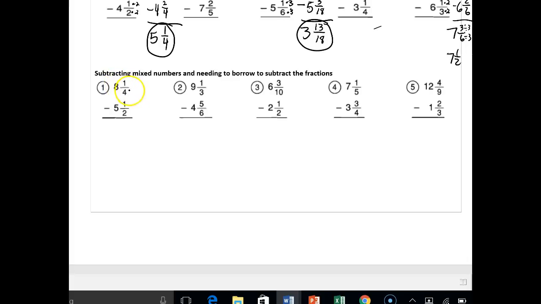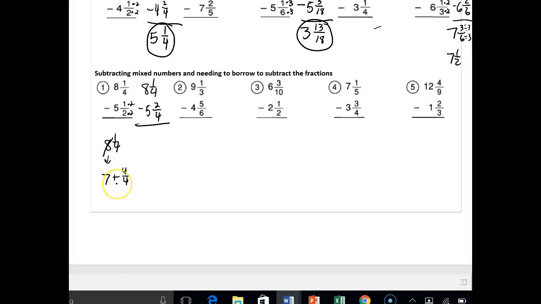So here, first let's find common denominators. So we have 8 and 1/4 minus 5 and 2/4. And this is what I'm talking about. I can't do 1 minus 2. That would be a negative number, which we haven't gotten to yet. So I have to borrow. So 8 and 1/4, I'm going to borrow from the 8. And when I borrow from it, this becomes a 7. And I'm borrowing 1 whole. But the whole, what it's broken up into, is determined by this denominator. So because we're using fourths, the whole that I'm borrowing is 4 over 4.